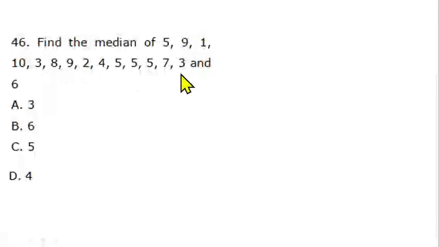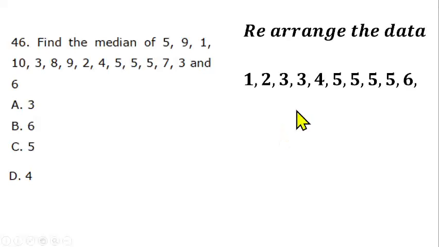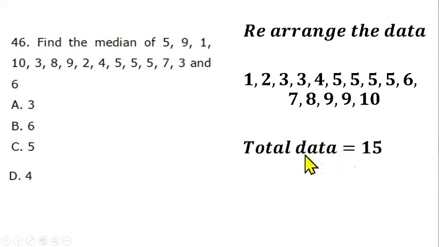Question number 46, you have to find the median of these numbers. The first thing to do is to arrange those numbers very well, in descending or ascending order. When you arrange it, you have all these numbers from 1 to 10. The total number here is 15 digits. So that means the median will be in the 7.5 position, if you divide by 2. 1, 2, 3, 4, 5, 6, 7. So this number is the median, which is 5.